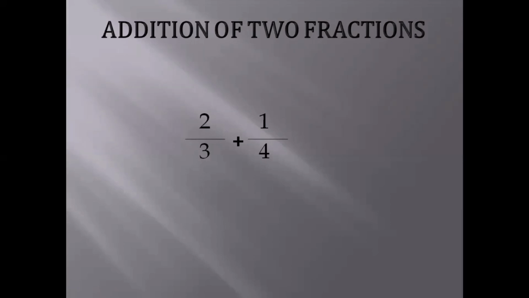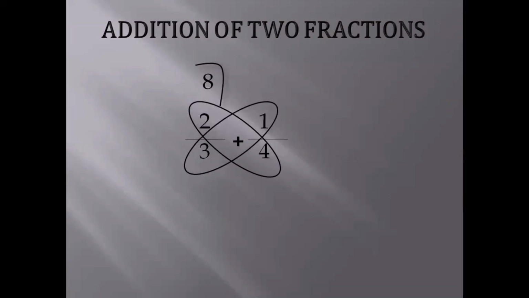Okay, look here. Look at the first step. What we are going to do is this 2 and 4 both should multiply. When you have a question 2 over 3 plus 1 over 4, that 2 and 4 should multiply crossly. Then the answer will come 8. 2 4s are how much? 8. Now this 3 and 1 should multiply. 3 times 1 is 3.